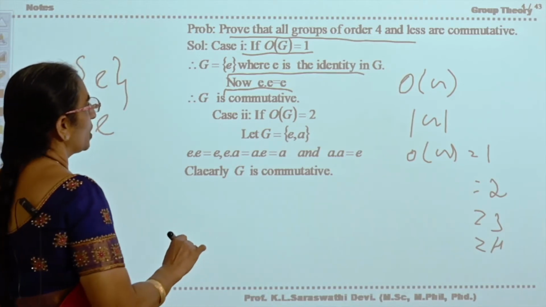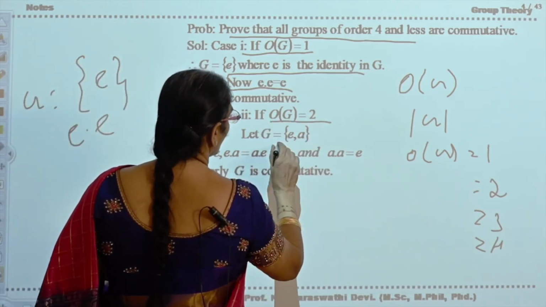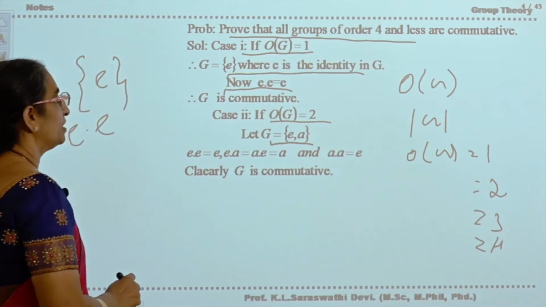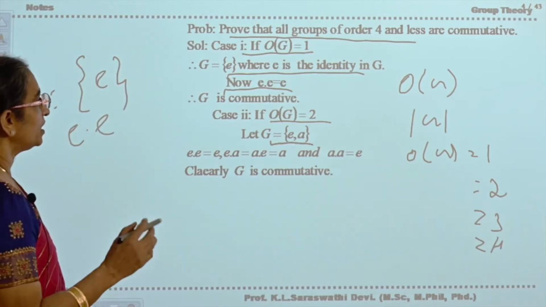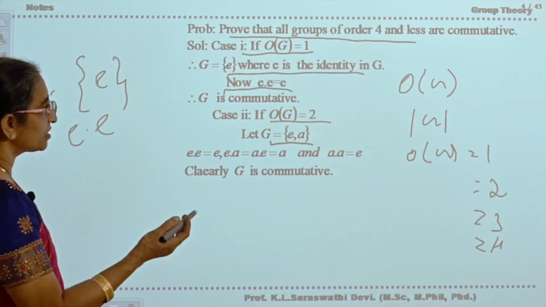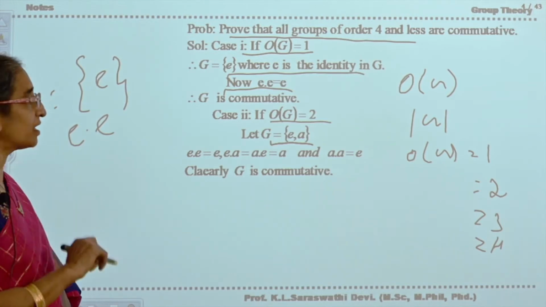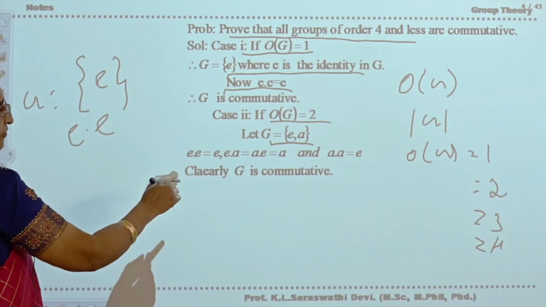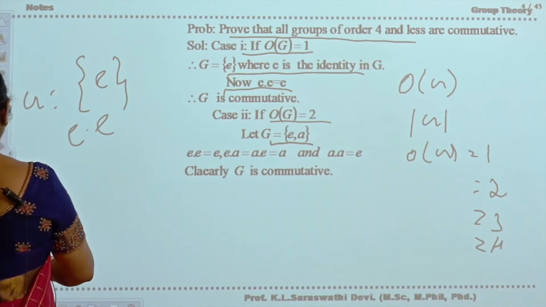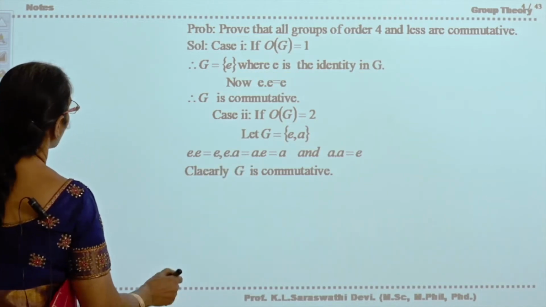Next, suppose order of G is equal to 2. It has 2 elements, E and A. E dot E is equal to E. E dot A is equal to A dot E is equal to A, and A dot A should also be E. See how it is. It is a commutative group. Now using the composition table also you can say.